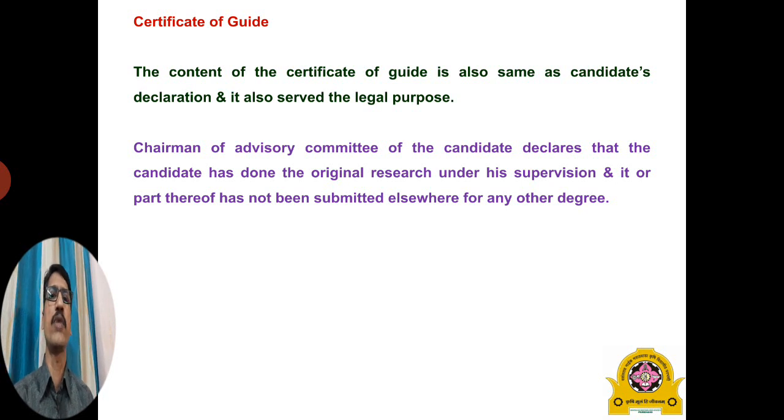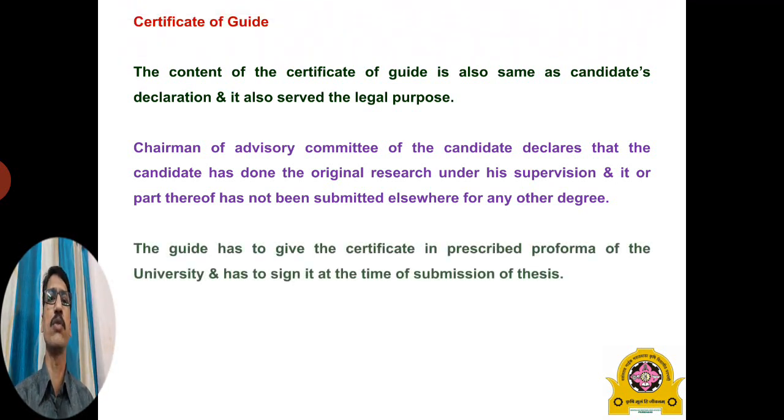The chairman of the advisory committee, who is the chairman? The research guide is the chairman of the advisory committee of the candidate. He declares that the candidate has done the original research work under his guidance or supervision. It or part thereof has not been submitted elsewhere for any other degree or diploma. Then the guide has to give the certificate in the prescribed format of the university and has to sign it at the time of submission of the thesis.